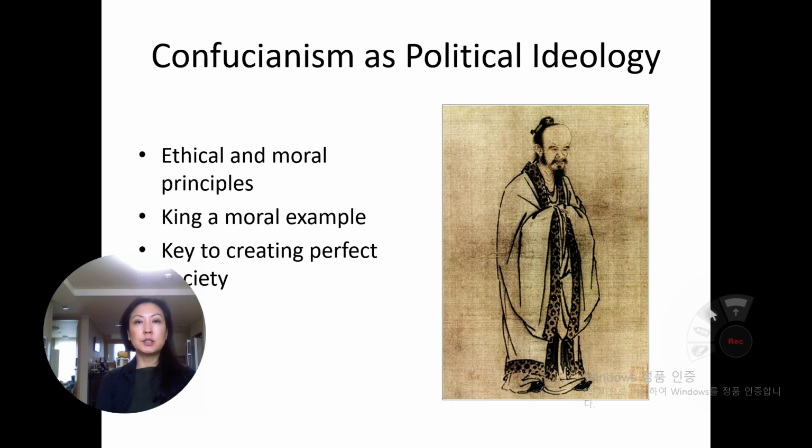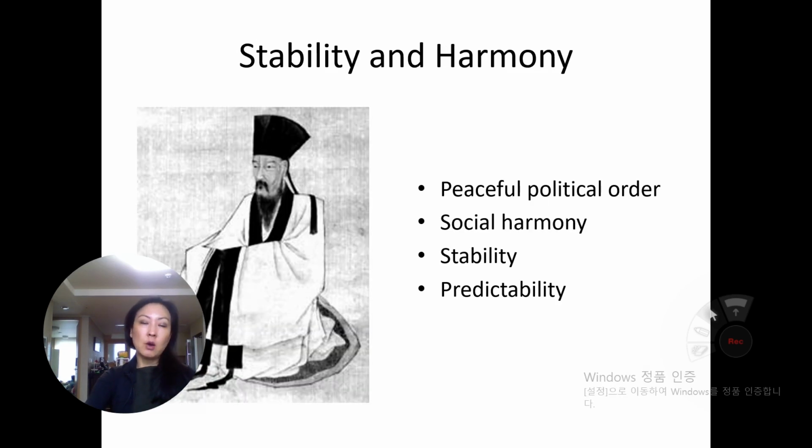So the king is, through education and self-cultivation, supposed to be the highest moral example for both his ministers, his officials, and for the general population. And the king setting the moral example is really the key to creating a perfect society within this Confucian ideology. How does this occur? Well, the goal is to achieve stability and harmony. This is not about constant change and innovation, much like we see in modern times, but this is about creating stability, creating harmony, and creating predictability.